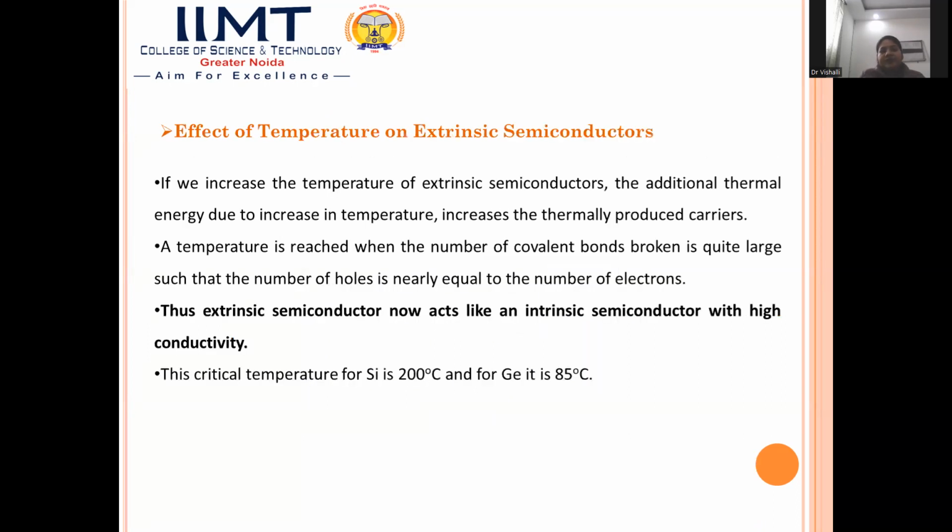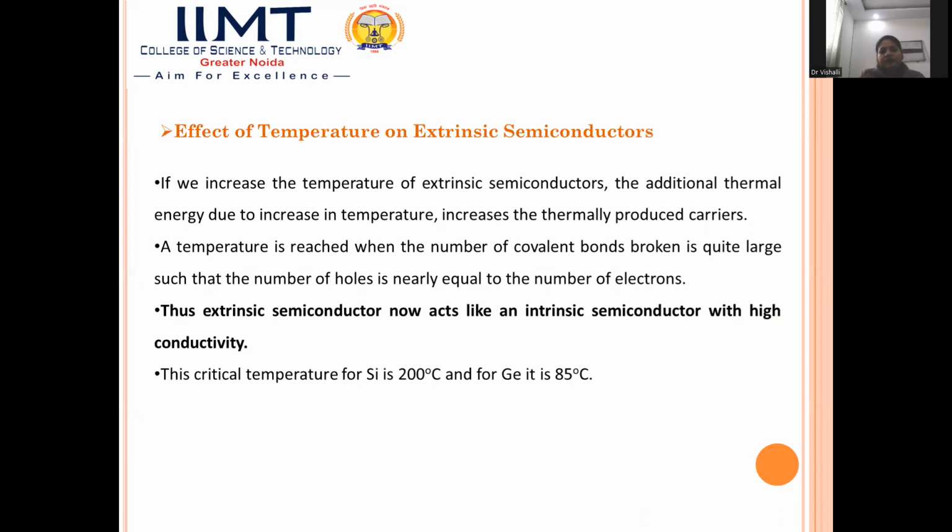So that was about the p-type and n-type semiconductor. We have seen how their energy band diagram gets modified, and how the electrical conductivity is increased by adding a small amount of impurity atoms to the intrinsic semiconductors. Now the last topic is the effect of temperature on the extrinsic semiconductor. Now we have understood what it means to add impurity to form the extrinsic semiconductor.